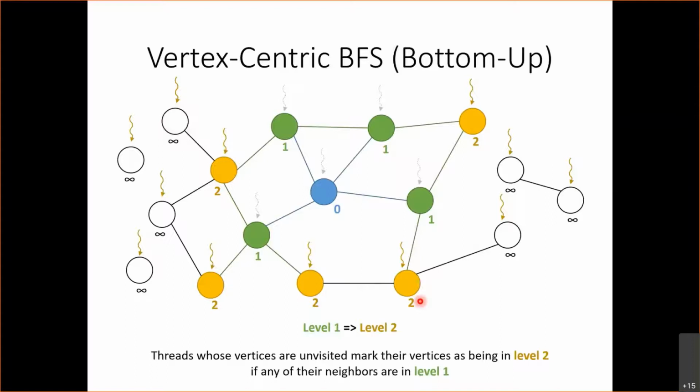Yes, question? So bottom-up is less work efficient than top-down, right? Because you're doing useless work. Work efficiency is a different concept. I think what you mean to say is that the bottom-up approach does more redundant work than the top-down approach. Is that what you mean to say? Yeah, maybe. Okay, I was confused.